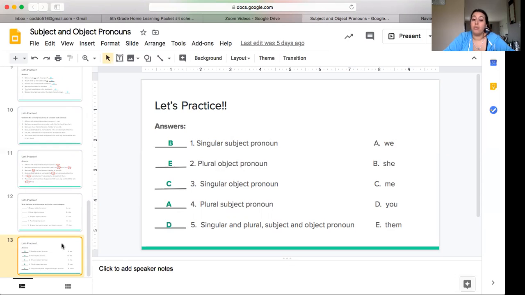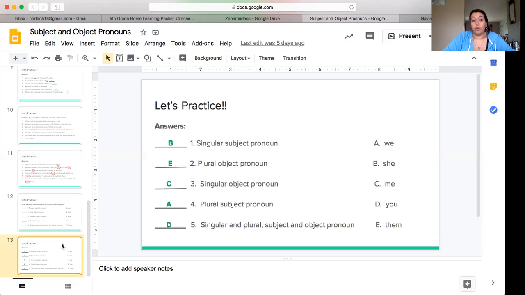Number 4, plural object pronoun. We should have identified A, we. We is the plural object pronoun, which means for number 5, singular and plural, subject and object pronoun, we should have identified D, you. It is all of the above. It is singular and plural. It is subject and object pronoun.